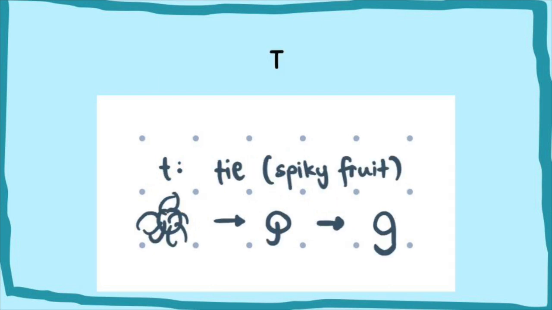Ta. This letter comes from the word tia, a word for a fruit with spikes similar to rambutans found on Earth. It evolved from the drawing of a fruit with one hook. The letter is written in two strokes, firstly the circle and then the underhang. Its name is ta.